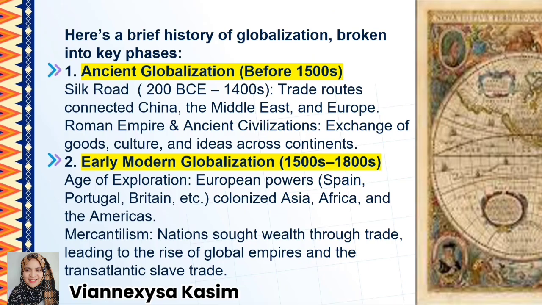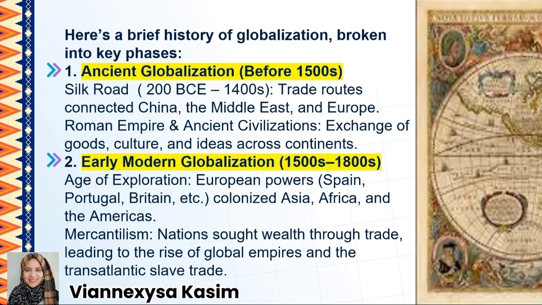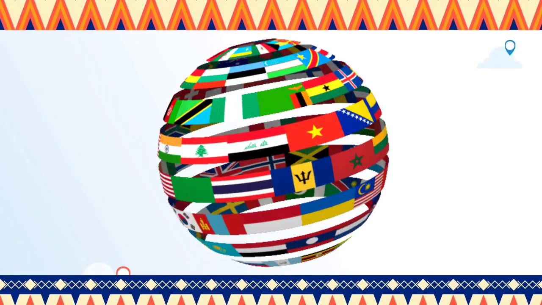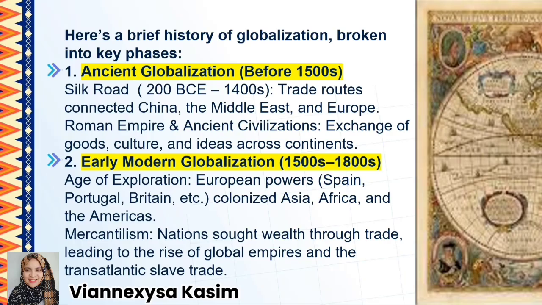A brief history of globalization broken into key phases. Number 1, ancient globalization, before the 1500s. Silk Road, 200 BCE, or before Common Era, to the 1400s. Trade routes connected China, the Middle East, and Europe. Roman Empire and ancient civilizations exchanged goods, culture, and ideas across continents. Number 2, early modern globalization, 1500s to 1800s. Age of exploration, European powers like Spain, Portugal, Britain, and others colonized Asia, Africa, and the Americas.